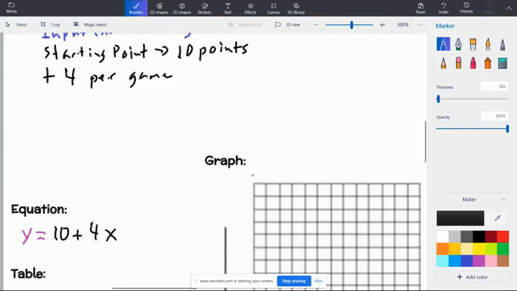And if you think through this, it makes sense. If he plays 0 games, 4 times 0 is 0, plus 10 is 10. That means he scored 10 points, which is what he has. If he plays 1 more game, 4 times 1 is 4, plus 10 is 14. That's 4 more points. That makes sense. So making sure your equations make sense is a big part.